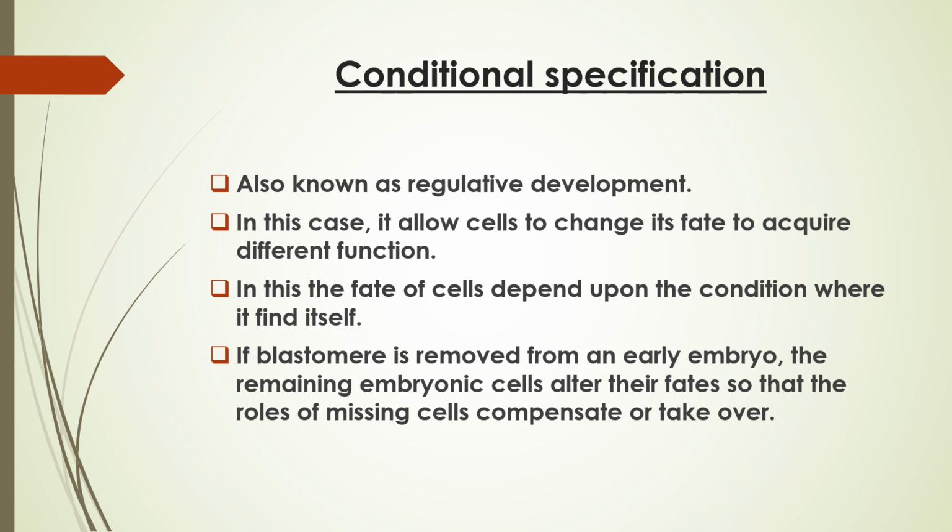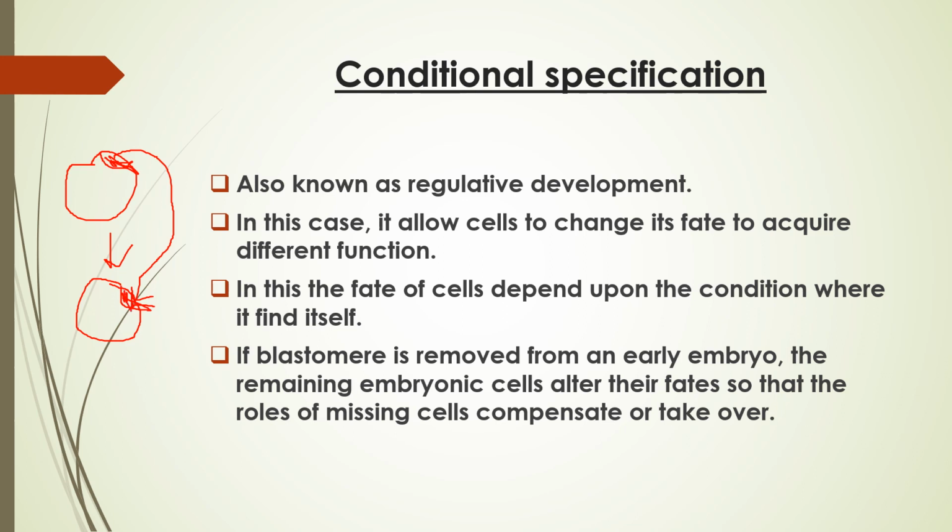So if a particular blastomere is removed from an early embryo, the remaining embryo cells alter their fate so that the role of the missing cell is compensated or taken over. Suppose we have an embryo here and we have a host embryo. When we place a particular blastomere from the first embryo to the second embryo, these cells taken from here can change their fate and acquire the condition which this embryo cell made.